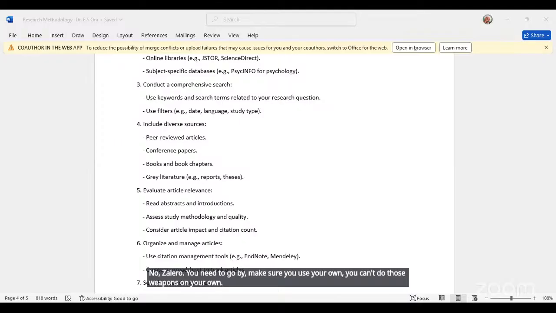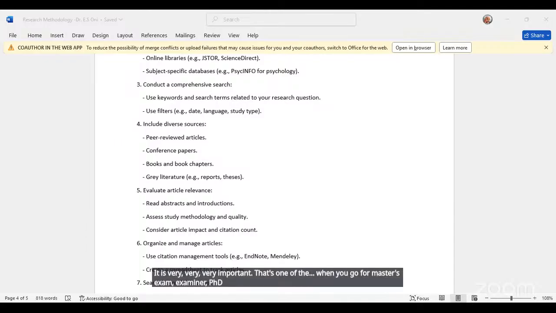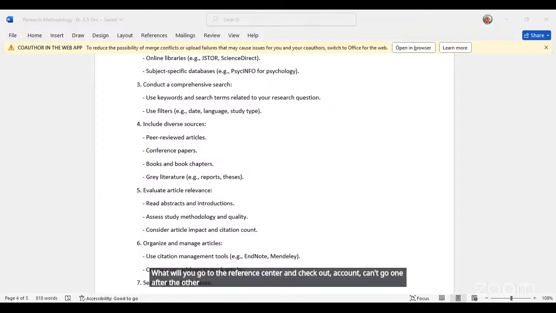1, 2, 3 from the introduction to chapter 4, chapter 5, and then make sure the number of references equals what you have in the full references. It is very, very important. That's one of the ways, when you go for master's or PhD examiners, that we pick up students. What we do is go to the references and check one after the other. So please pay attention. It must be equal.